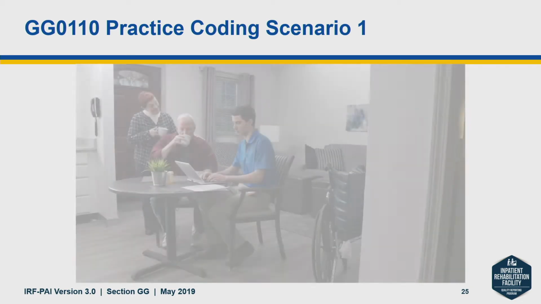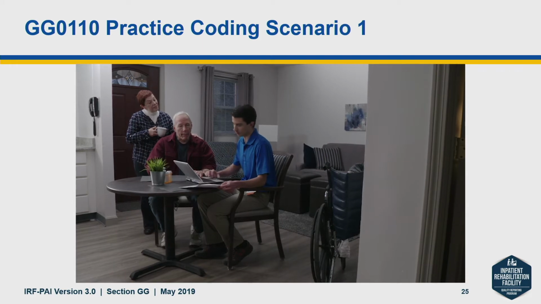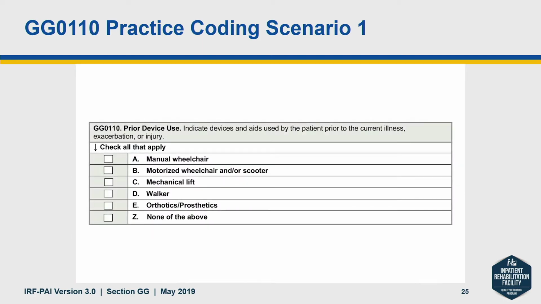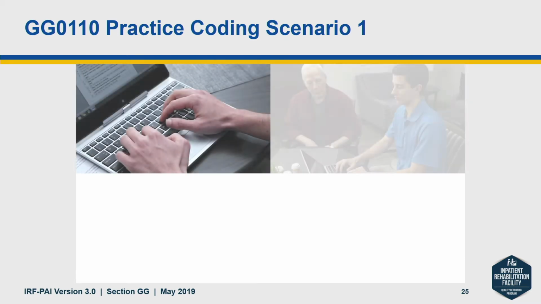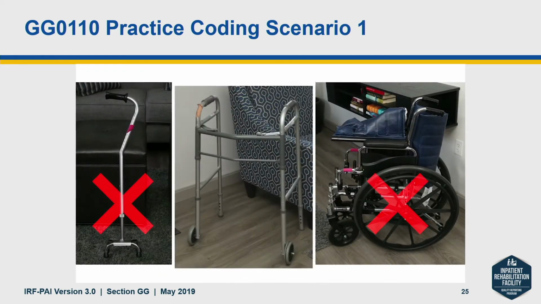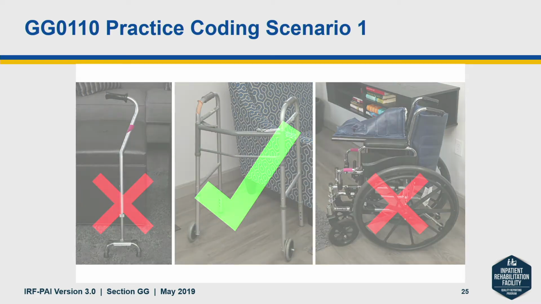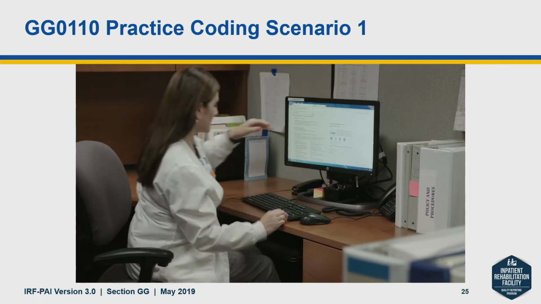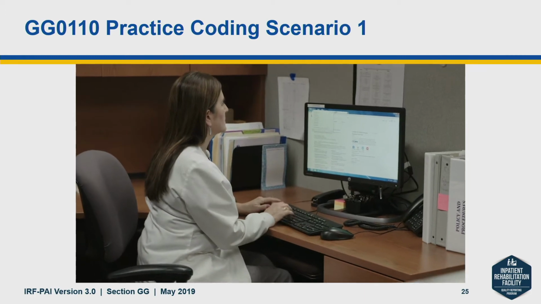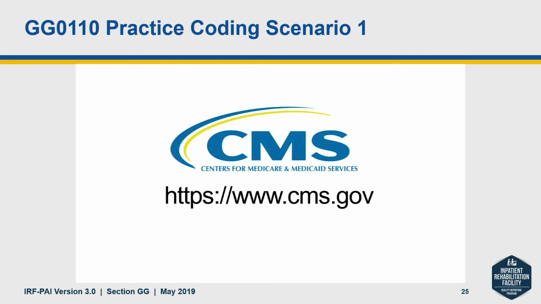This video provided you with an overview of how to use information from multiple sources to accurately code GG0110 prior device use. Collecting information from multiple sources ensures accuracy in coding. In this scenario, if the clinician did not use multiple sources, he may not have received enough information to make an accurate assessment of Mr. Smith's prior device use. We hope you found this scenario helpful. For more information on coding Section GG, refer to your setting-specific guidance manual on the CMS website.